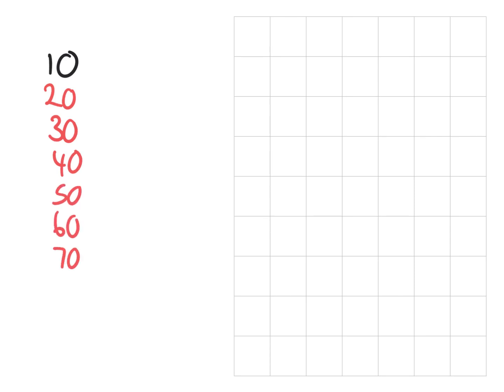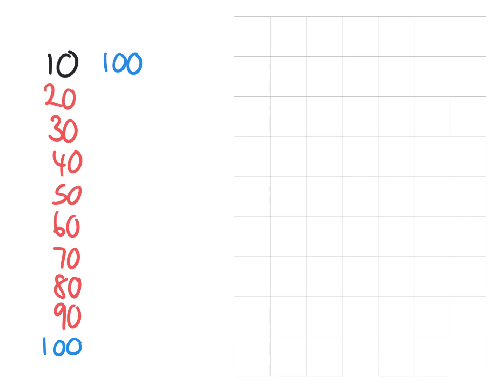So if we look at multiples of 10, we're going to count up in tens really. So the first multiple of 10 is 10. The second one is 20, 30, 40, 50, 60, 70, 80 and 90, and that takes us up to 100, of course. Now we can then look at the multiples of 100.